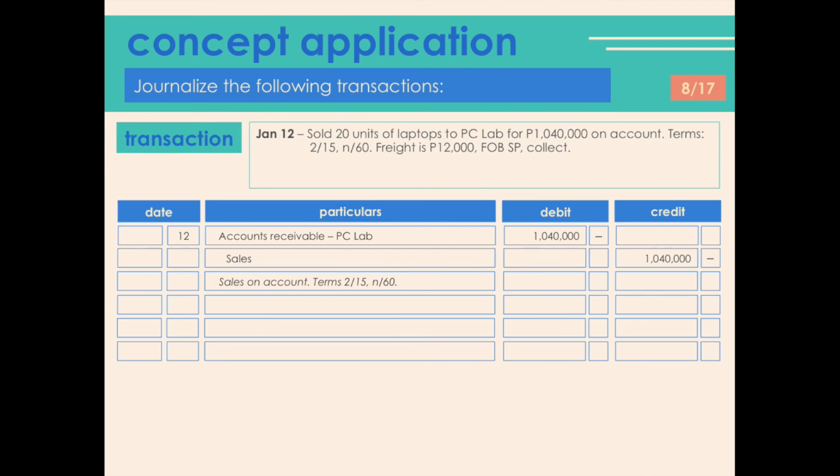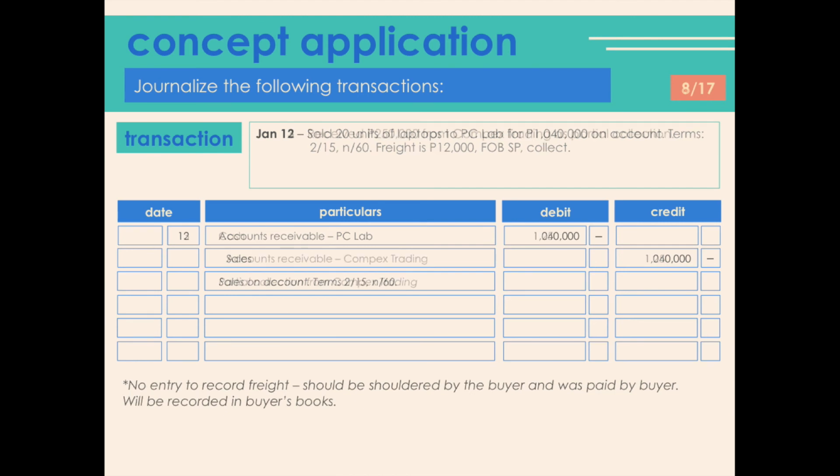January 12. Sold 20 units of laptops to PC Lab for 1,040,000 pesos on account. Terms 2/15, net 60. Freight is 12,000 pesos, FOB shipping point collect. This is a sales transaction, so we simply debit accounts receivable PC Lab and credit sales for the total amount of 1,040,000 pesos. Then let's check the freight terms. FOB shipping point collect. This means that the buyer, PC Lab, will be the one shouldering the freight cost and will also be the one making the cash payment. Therefore, no entry is necessary in the company's books.